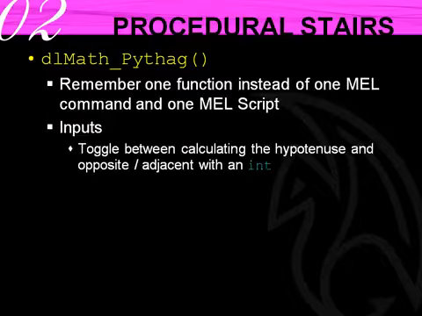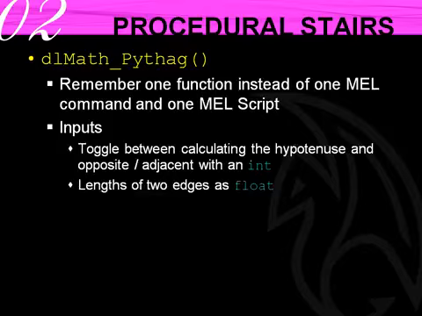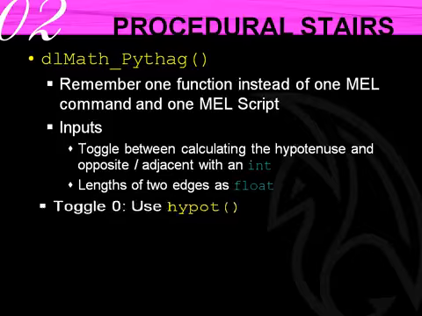So the first input is an integer that's sort of a toggle, on or off, to decide whether you want to use Maya's hypot command or the technique that we developed to allow you to find the length of the opposite or the adjacent instead of just the hypotenuse. And the other inputs it takes, of course, are the lengths of the two edges as floats. So it takes 3 inputs, one to toggle if we want to find the hypotenuse or something other than the hypotenuse, and the other inputs are the lengths of the 2 edges that we want to calculate.